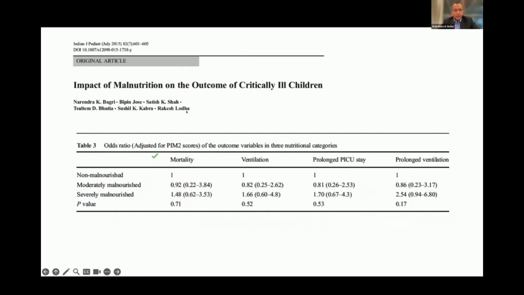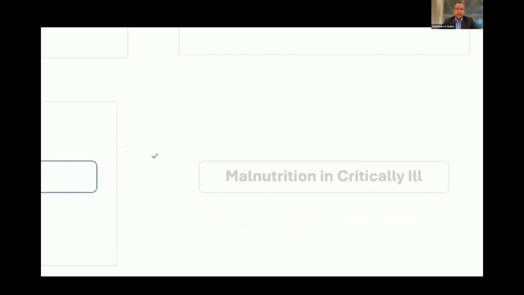And another study from New Delhi, India, has shown that in severely malnourished children the mortality is high and the ventilation needs or duration are higher. They have a prolonged PICU stay and a prolonged ventilation duration also. So in moderately to severely ill children, especially severely malnourished children, these increase significantly. So thank you so much.